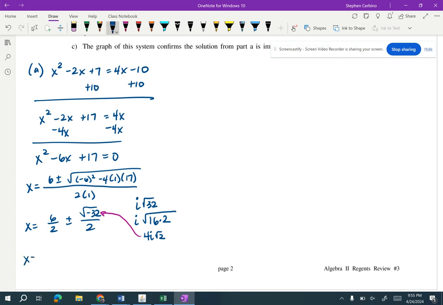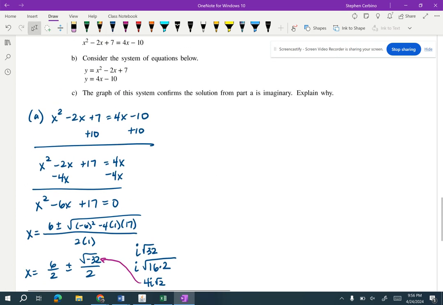So we could go ahead and rewrite this as 3. 6 over 2 is 3, plus or minus 4i square root of 2 over 2. But 4 and 2 can reduce, so the best possible, simplest answer that we can give would be 2i square root of 2 for that last part. So 3 plus or minus 2i square roots of 2.